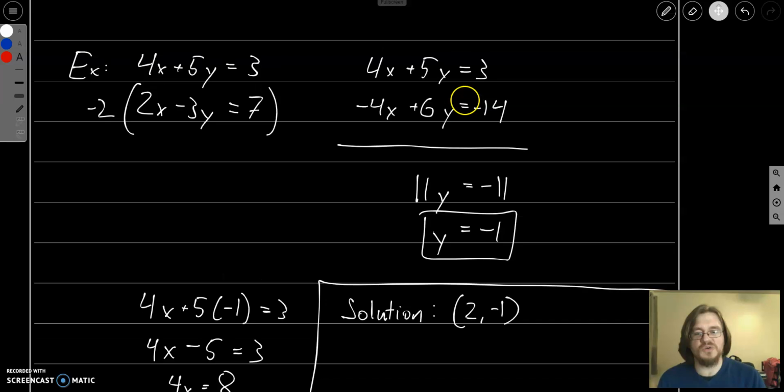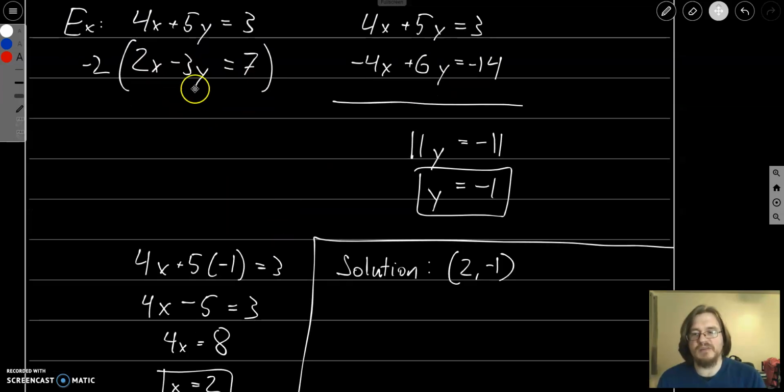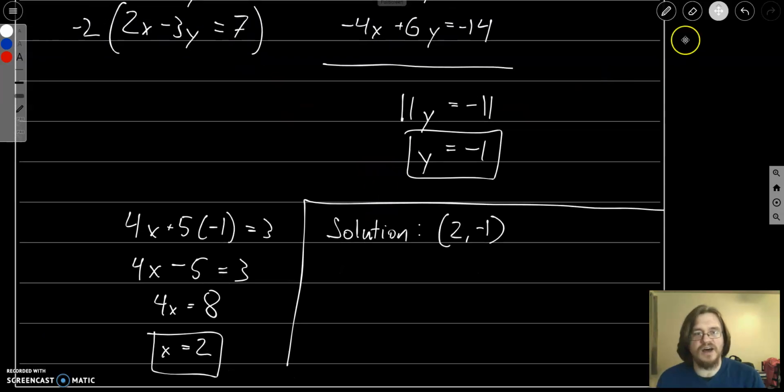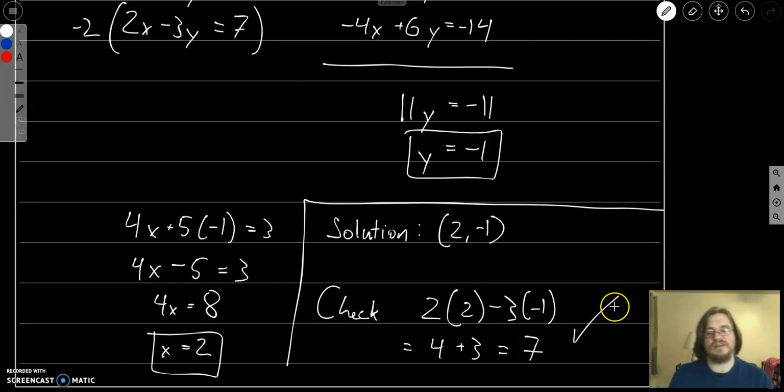The last thing to do would be to check. So let's check using the bottom equation. I should check using both, but I'm running out of time. So let's just check the bottom equation. So we'll take 2 times the x value minus 3 times the y value. 2 times 2 is 4. -3 times -1 is 3. And that gives 7, which matches. So everything is hunky-dory.